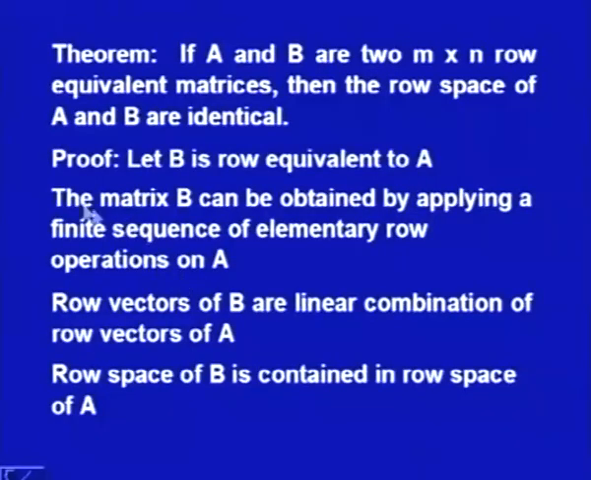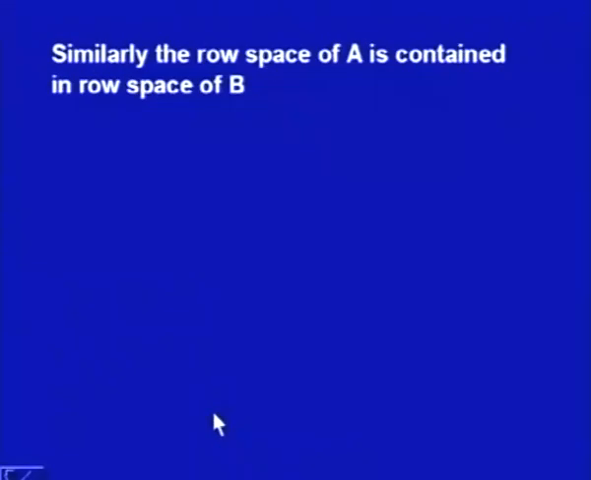Now, if they are linear combinations, then if a determinant of a submatrix of B is equal to 0, the same will happen to the other matrix also, and that is why their ranks will be the same. And if ranks are the same, that means their row spaces will be identical. So, row vectors of B are linear combinations of row vectors of A, and the row space of B is contained in the row space of A.